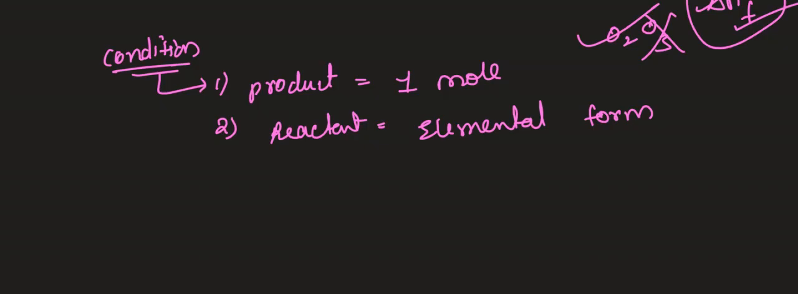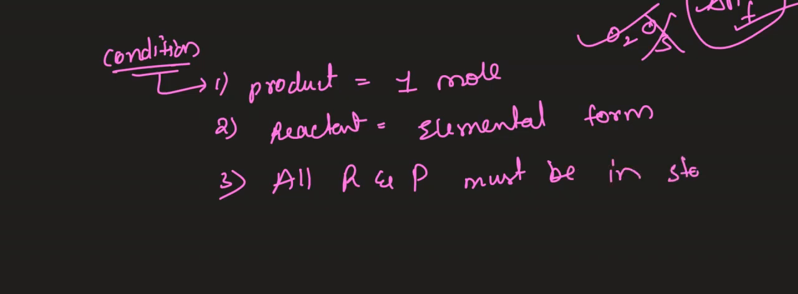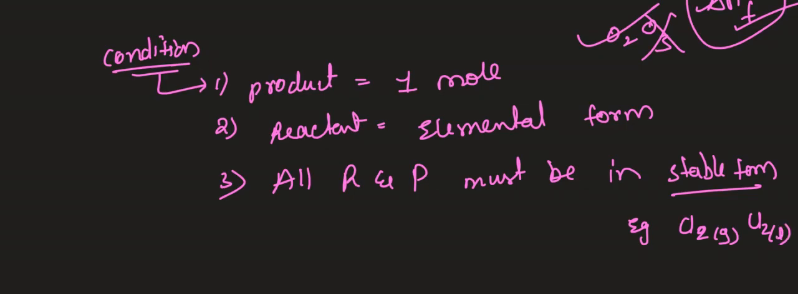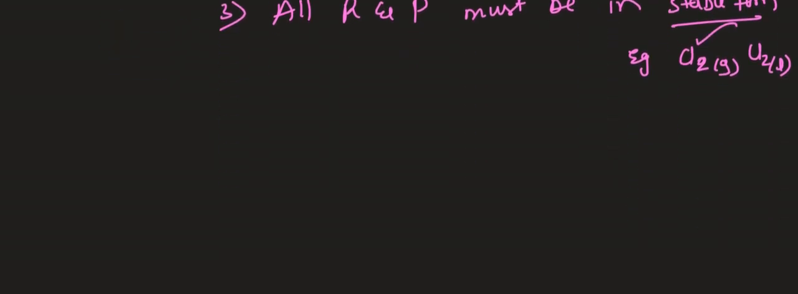Next, all reactants and products must be in the stable form. The third one is what? All reactants and products must be in stable form. I hope you understood what the meaning of stable form is. For example, if I ask you what is the stable form of chlorine, Cl2 gas or Cl2 liquid? Which one is the stable form of chlorine? Gas form is the stable form. I hope you understood the difference between elemental form and stable form. Elemental form is not related with physical state, whereas stable form is related with what? Physical state.